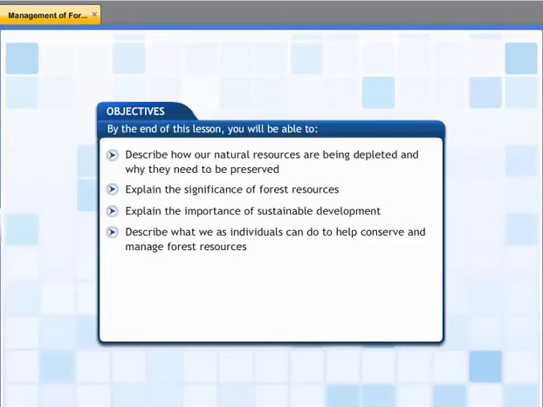In this lesson, we are going to look at some natural resources, particularly forest resources, and figure out why they are important to sustain. By the end of this lesson, you will be able to describe how our natural resources are being depleted and why they need to be preserved, explain the significance of forest resources, explain the importance of sustainable development, and describe what we as individuals can do to help conserve and manage forest resources.